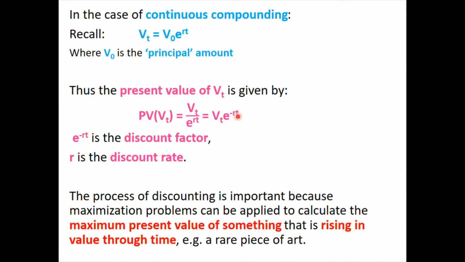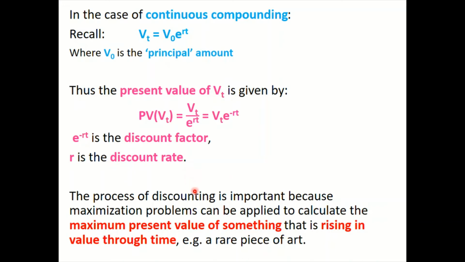And here e raised to the power of minus rT is the discount factor, and r is the interest rate. So now that we understand discounting, we can use our knowledge of discounting as well as our knowledge of working with exponential and logarithmic functions to answer economic problems related to optimal timing.